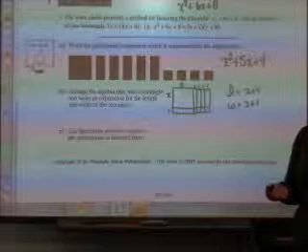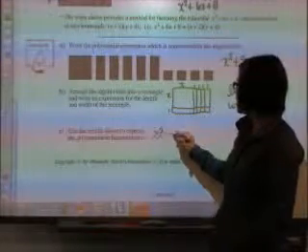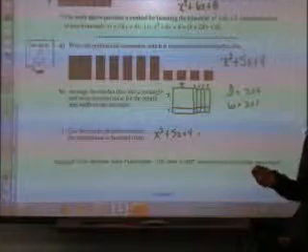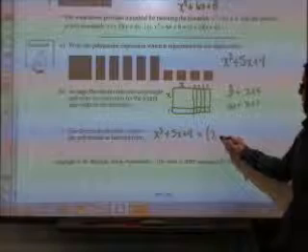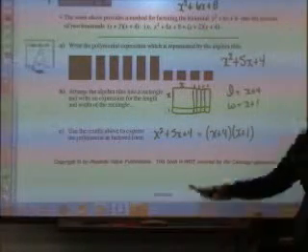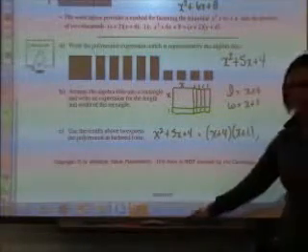So the polynomial in factored form, this x squared plus 5x plus 4, when I write it in factored form, will become x plus 4 times x plus 1. Area equals length times width.